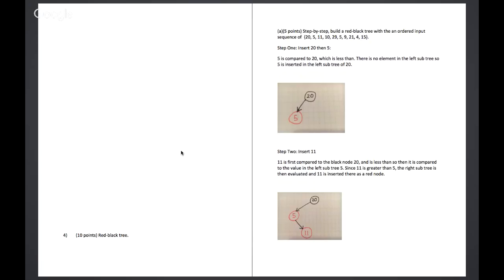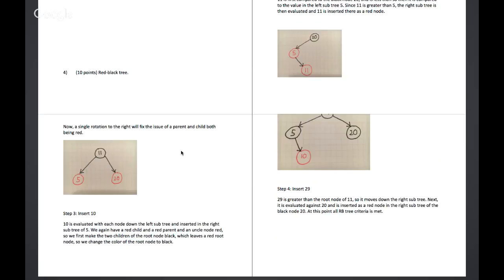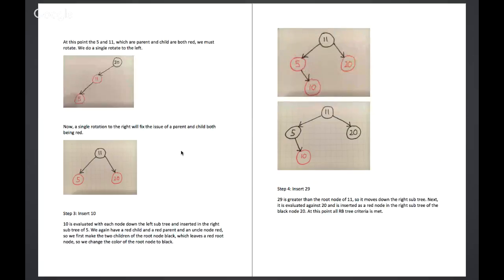Now we have an issue. As always, when you're inserting, the node is red. We have 11 as red, and the node above it, its parent, is red, which we know violates the red-black tree policies. So we have a parent and a child node that are both red, as you see in this picture. I'm going to go ahead and swipe up now. So in the top left is where we're at.